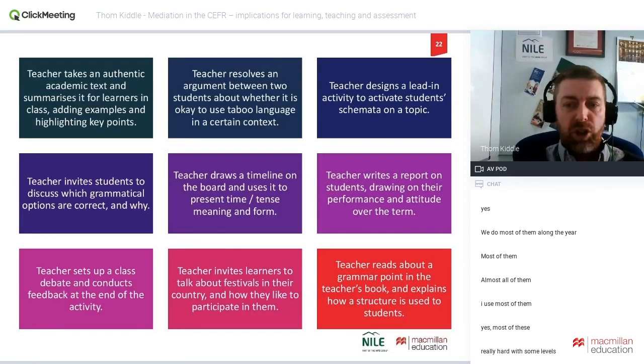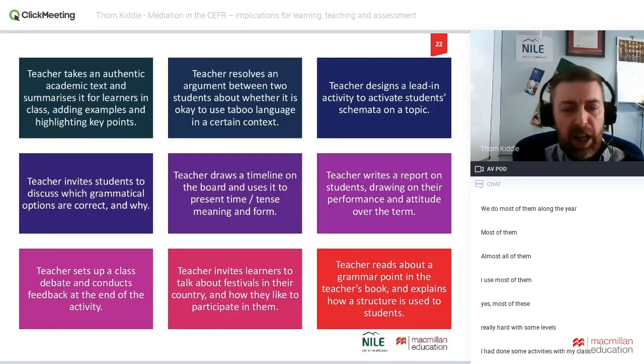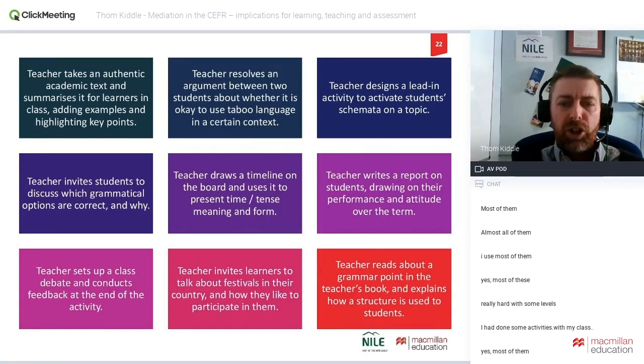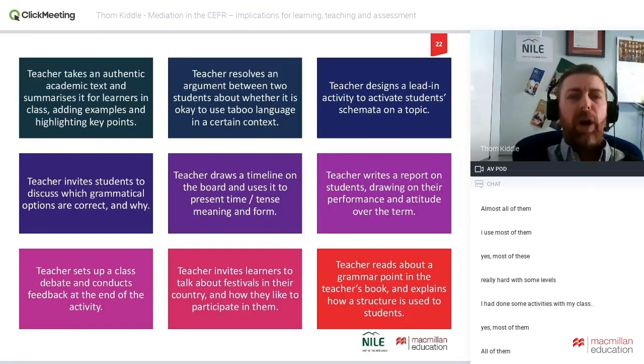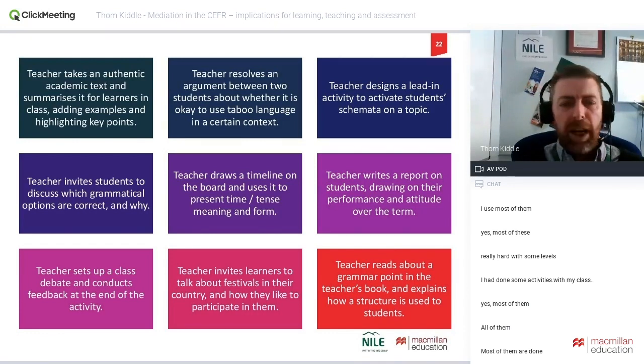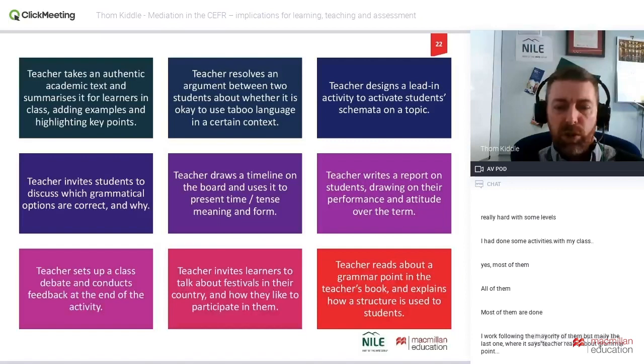I think you need to be able to take texts and summarize them. You need to be able to intervene between students who disagree about things. You need to be able to design activities that get students aware of a topic, and so on. So these are very teacher-focused activities that they might do in a classroom or before the class. Let's try and relate them to some more abstract descriptions of what a teacher is actually doing when they do this.